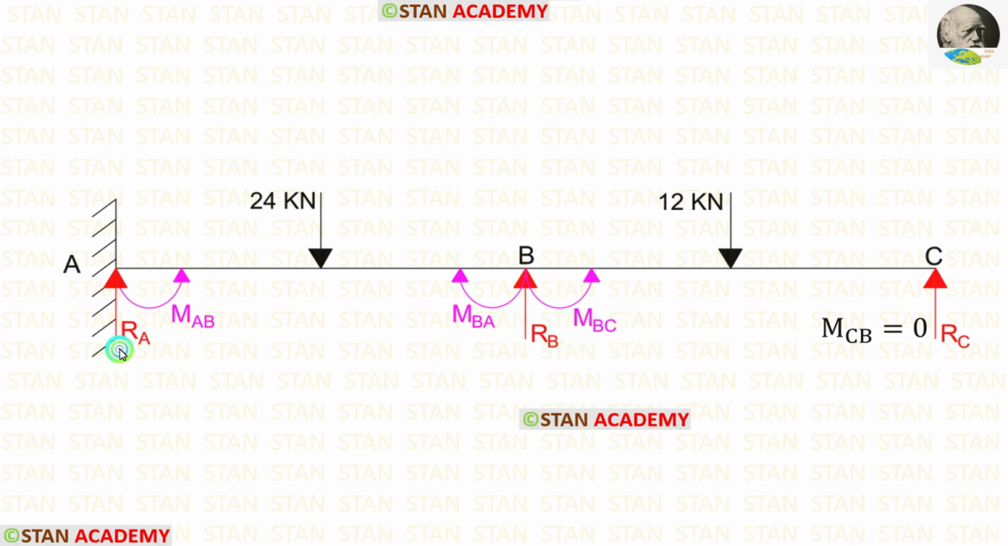In this beam, we have to find three moments, MAB, MBA and MBC. Also, we have to find three reactions, RA, RB and RC. The point C is a simply supported end. In the simply supported end, there will be no movement. So MCB will be 0.